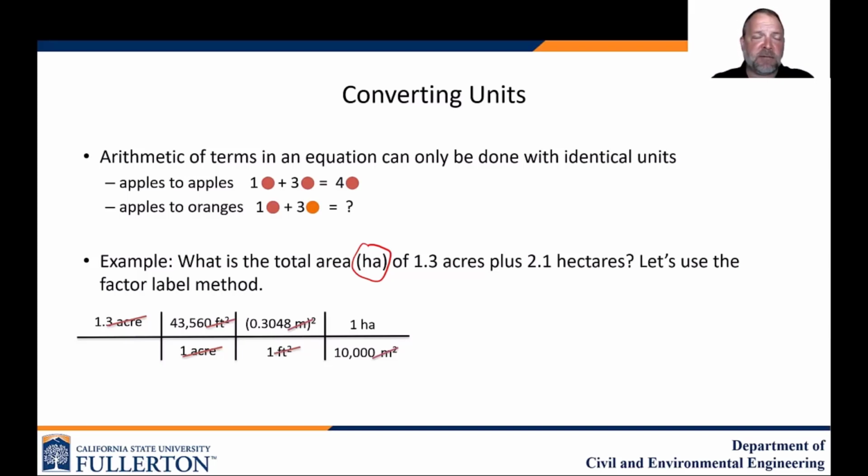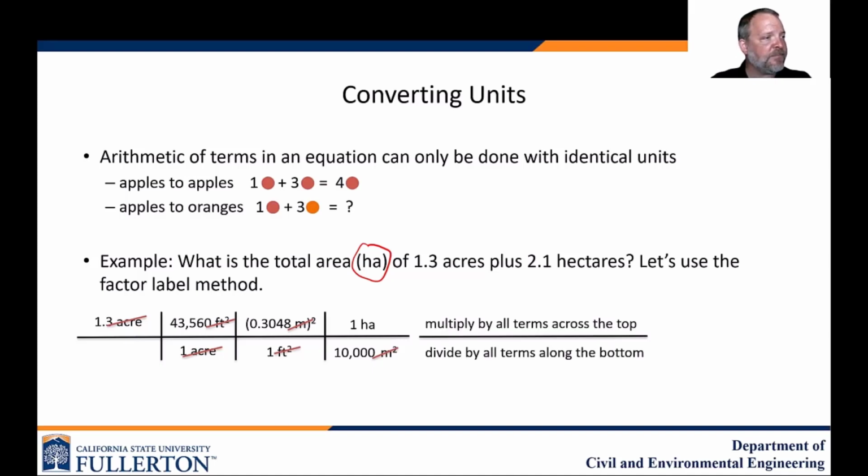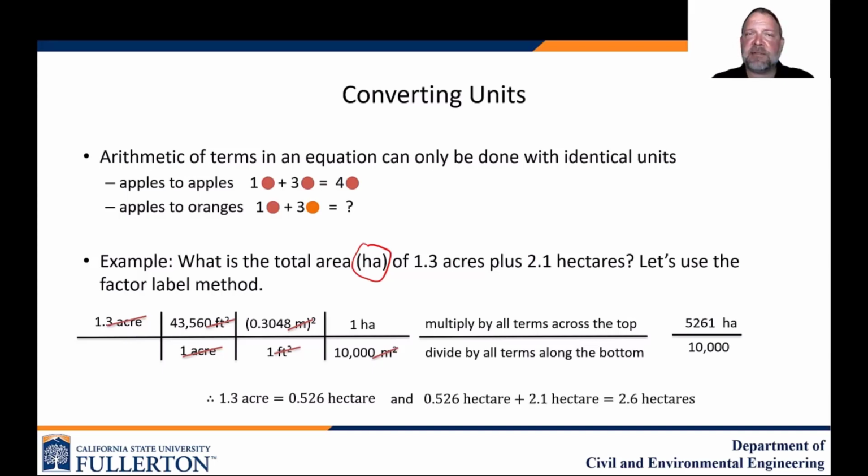So what we'll do next is we go through and multiply everything across the top and divide everything across the bottom. 1.3 times 43,560 times 0.3048 squared divided by 10,000. Multiply across the top, divide across the bottom, and you're left with 1.3 acres equal to 0.528 hectare. And then we just add those together. So now we have two terms that have the same units, 0.526 hectare plus 2.1 hectare, and we're left with 2.6 hectares as our final answer.